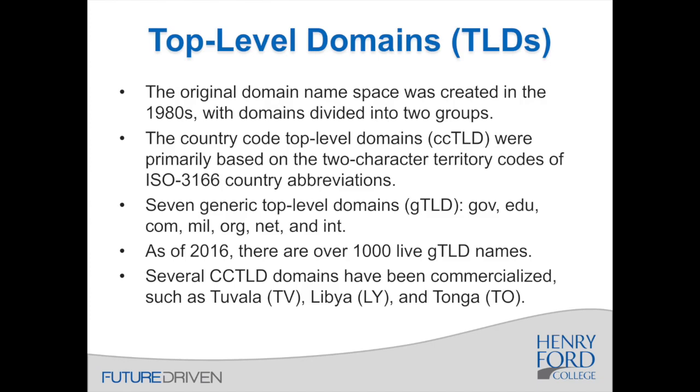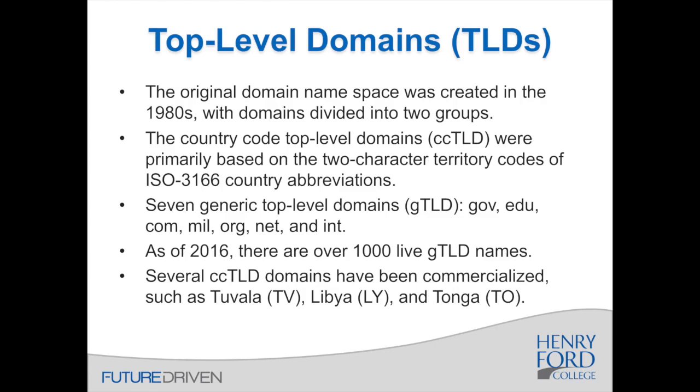The system has expanded since the 1980s, and a few years back, we started having more and more top-level domains added. Since 2016, there are now over 1,000 live generic top-level domains. That's quite a few to keep track of.